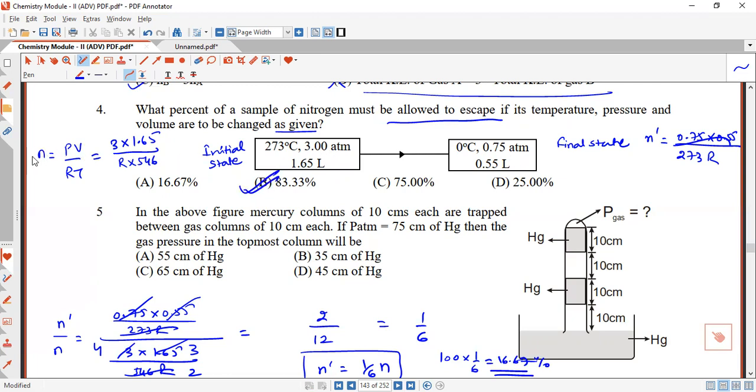Again, they have given the initial state and final state. You have calculated the initial number of moles, and you have calculated the final number of moles. And then what you have done is find the relation over here. The relation we are able to find is that the number of moles is going to be 1 by 6 of the initial number of moles. What is the percentage? So you can say 16.67% is remaining, so 83.33% have escaped.